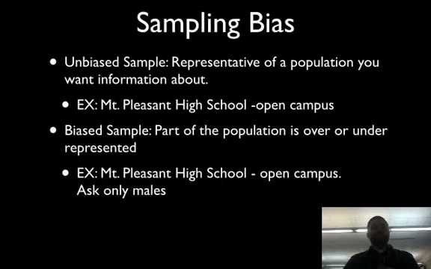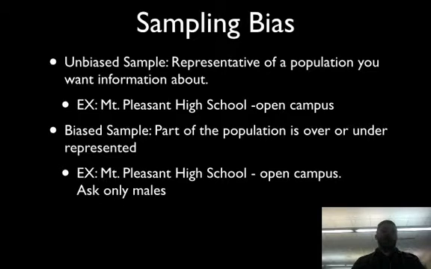bias. A biased sample is a part of a population that's over or underrepresented. So in an unbiased sample, we would want to have equal numbers of males and females, for example. We would want to have equal numbers of 9th graders, 10th graders, 11th graders, and 12th graders in our sample for it to be unbiased.